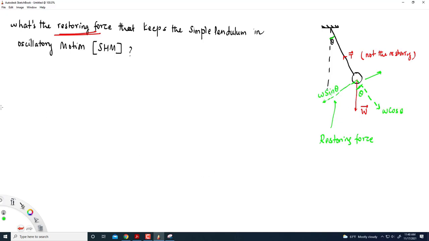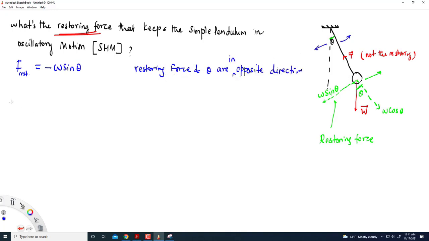So the restoring force in this case, F restoring, equals W sine theta. And we also need a minus sign. This minus sign means the restoring force and the displacement, the angular displacement, are always opposite to each other. This angle is displaced in this direction, and the restoring force is in this direction. So now we can write this as F restoring equals minus W, which is mg, sine theta.